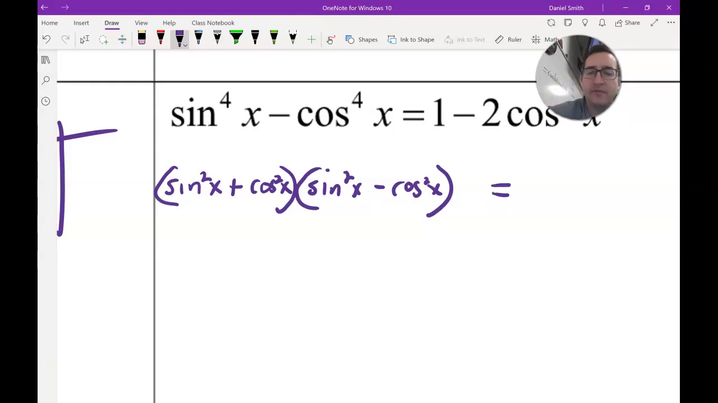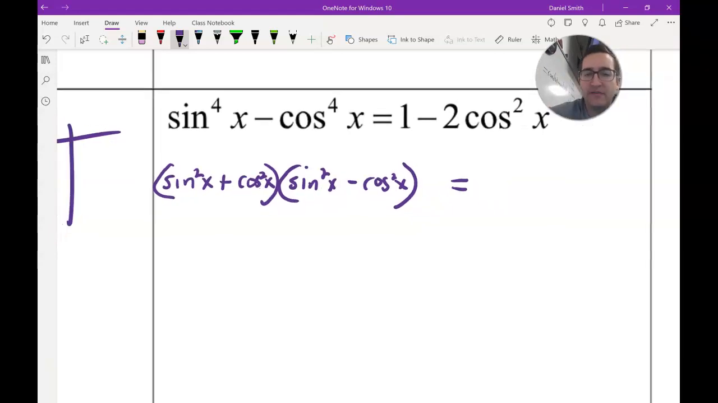How is that helping us, Smith? We're trying to get a 1 minus 2 cosine, so there's no more sines over here, so somehow stuff cancels. Ooh. Bang. Identity number 6. You always need to start hunting for identities.